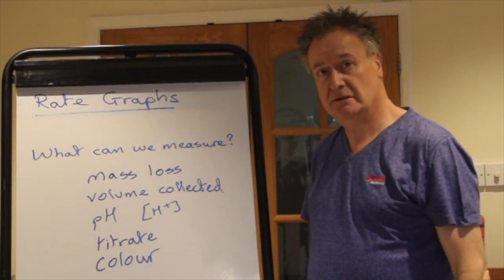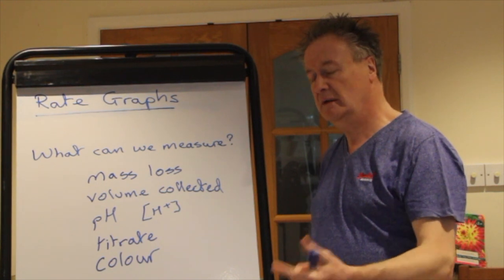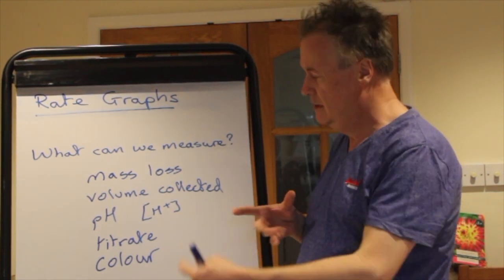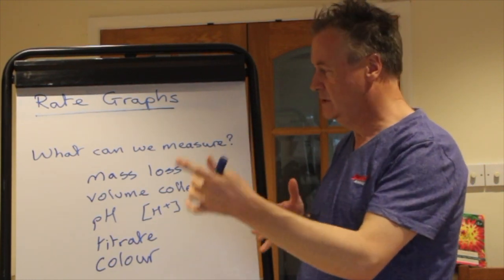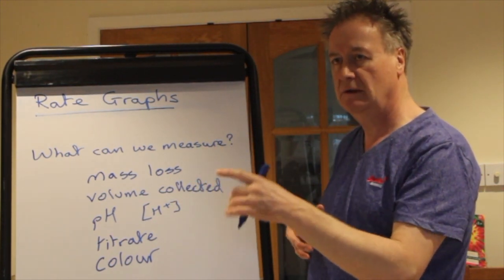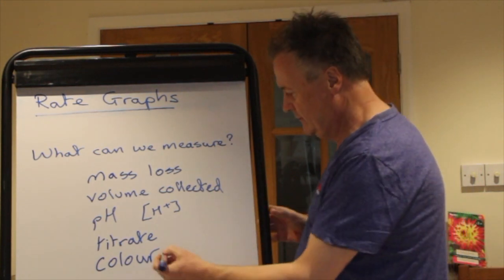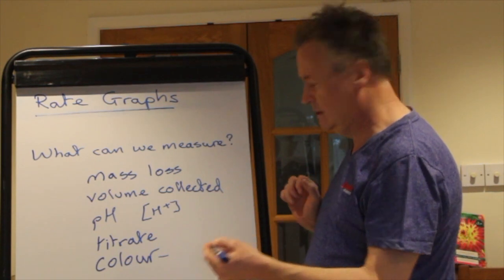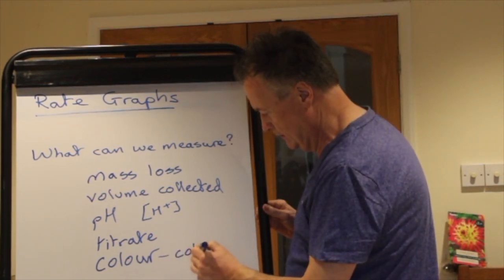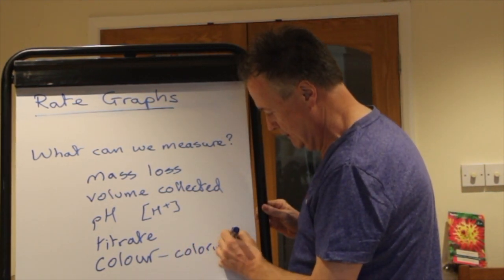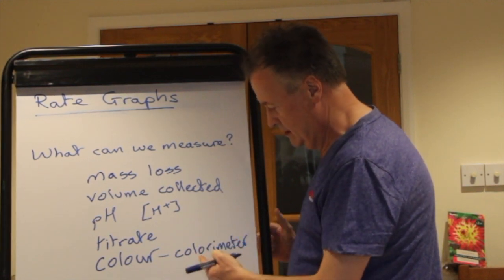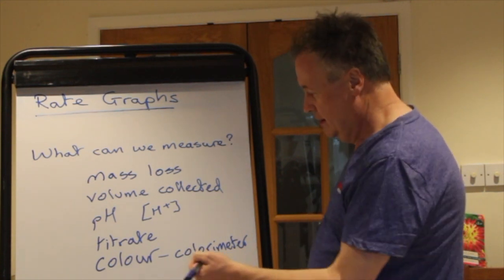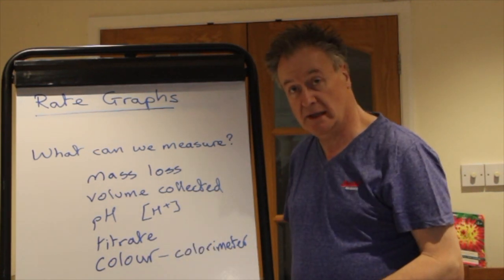You could watch the colour change. We had iodine a few weeks ago. Iodine in aqueous solution is brown. As it reacts away, you saw it in a titration fade and fade, it became yellow. So you could monitor that. There's a piece of more biological equipment in terms of how many times you use it, called a colorimeter. So we can monitor the colour.